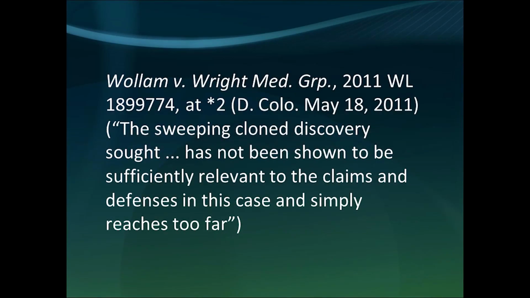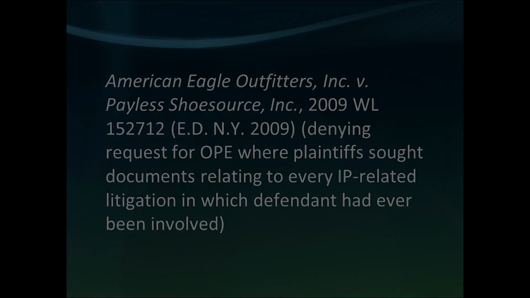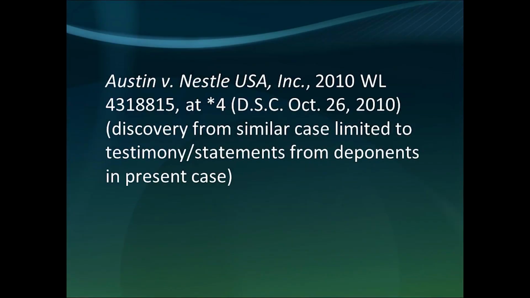In the Woolem case, the request to clone discovery was deemed too far away from the claims and defenses in the other case. In Moore, again, the sheer fact that materials had been produced in another case without a showing of how that information actually tied to the claims in this case didn't cut it. In American Eagle Outfitters, the party seeking evidence from another proceeding did not draw a sufficient connection between the instant case and the past IP cases. And in Austin versus Nestle, the deponents were appearing in both cases, so the discovery from a similar case was limited to testimony and statements from those deponents who were also appearing in the Austin case.